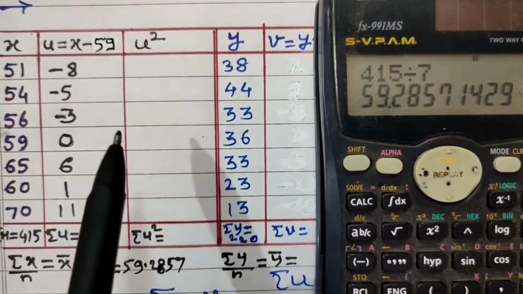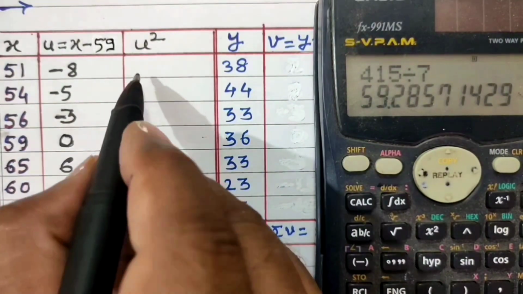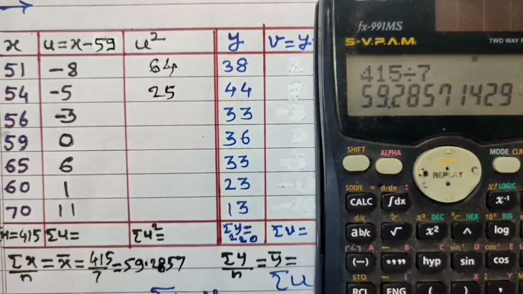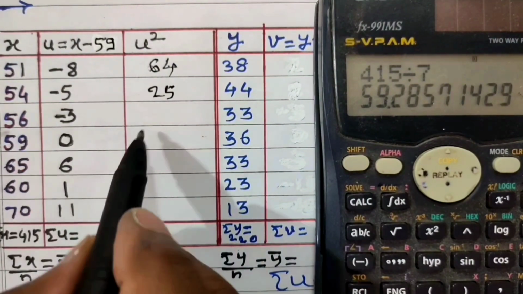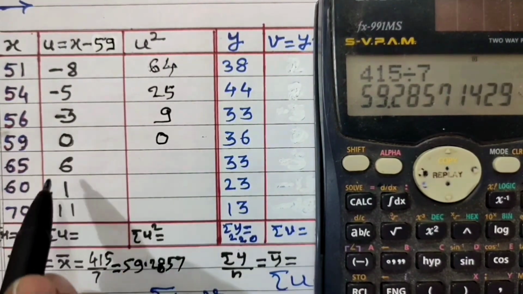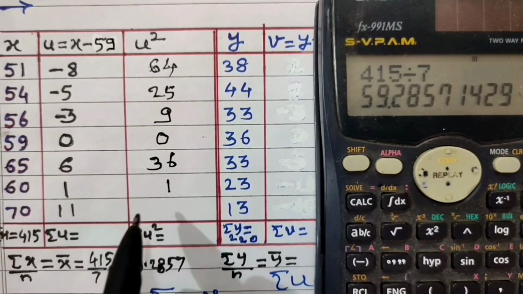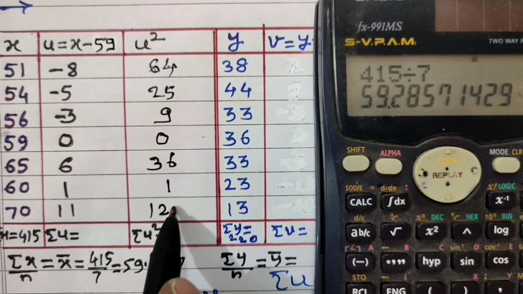Now the next column is U square. Minus 8 square is 64. Then minus 5, its square is 25. Then minus 3 square is 9. 0 square is 0. 6 square is 36. 1 square is 1. And 11 square is 121.